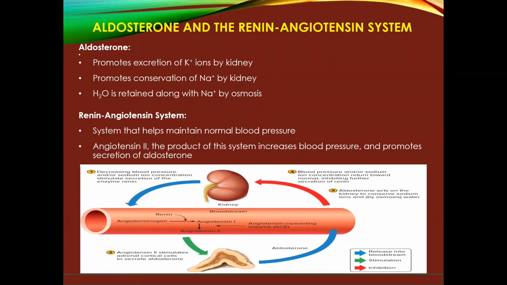Okay, so this is aldosterone, which stimulates potassium excretion and conservation of sodium in our blood. This aldosterone, together with the renin and angiotensin hormones, will control our normal blood pressure too.